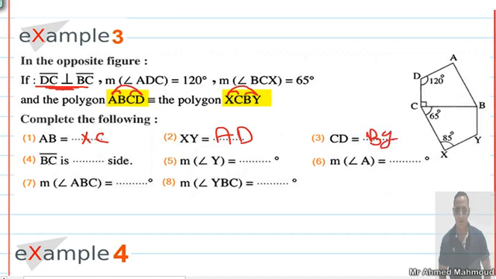Okay, BC is what side? BC is a common side. Measure of angle Y equals what? From the orientation, Y equal to D, then Y equals 120 degrees. Measure of angle A: A here with X, then angle A equal to angle X equals 85 degrees.